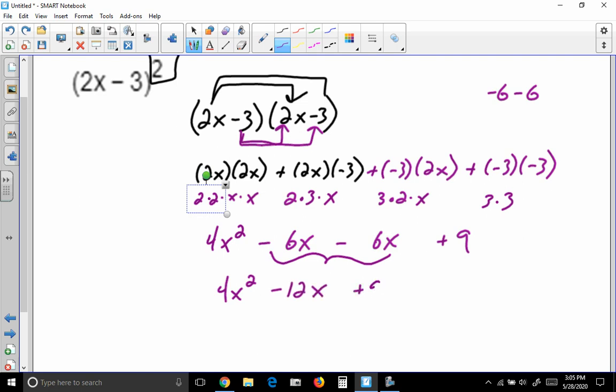then a plus 9. Be sure you don't try to cancel those out because they're not opposites. It's not minus 6 plus 6. If it was a minus 6x plus 6x, minus 6 plus 6 would be 0, so we would have no x's. But they're not opposites, they're the same. Negative 6 and another negative 6 is minus 12.